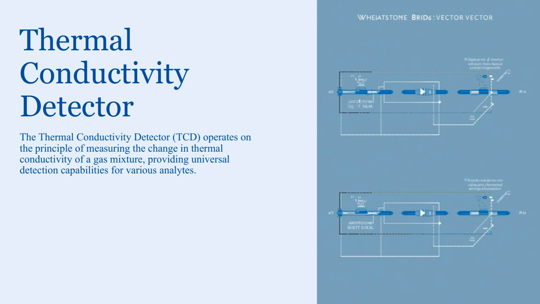The thermal conductivity detector, or TCD, operates on a pretty straightforward but powerful principle. It measures how the thermal conductivity of a gas mixture changes. Essentially, when different gases pass through, their ability to conduct heat varies, and the TCD detects those differences. This makes it a very versatile detector because it can identify a wide range of analytes without needing specific modifications. It's considered a universal detection method, which means it can be used for many different gases.